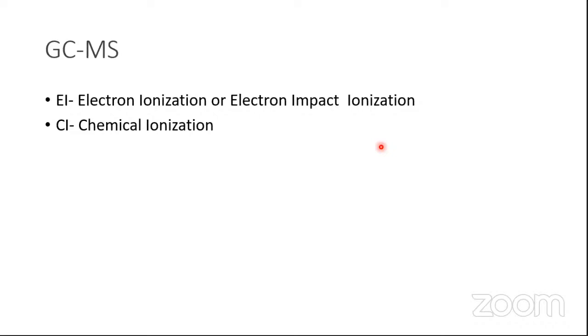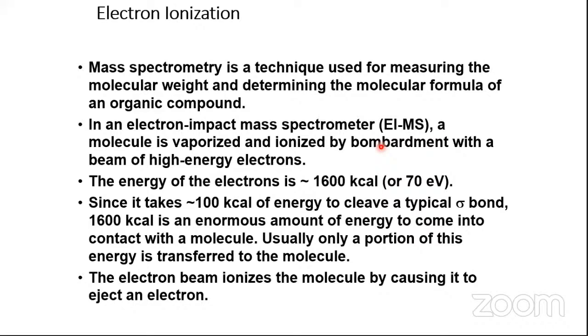So in case of EI, electrons are bombarded onto the molecule. Their energy is about 70 electron volts. And with such a high energy, any sigma bond can be cleaved. So it can even break any sigma bond. With such a high energy, you can expect the molecule will get fragmented totally.